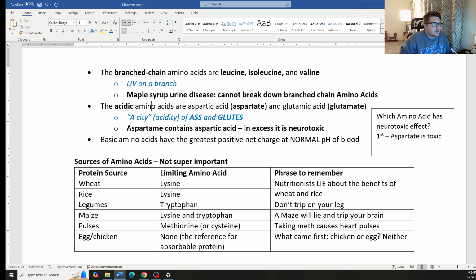We have acidic amino acids, being our 2 big acid ones, aspartate and glutamate. Our mnemonic is acidy, like acidity, of as and glutes. Additionally, aspartame, a common artificial sweetener, contains, and when broken down, yields, aspartic acid. In excess, this is actually neurotoxic. So aspartame or aspartic acid or aspartate can have a neurotoxic effect.